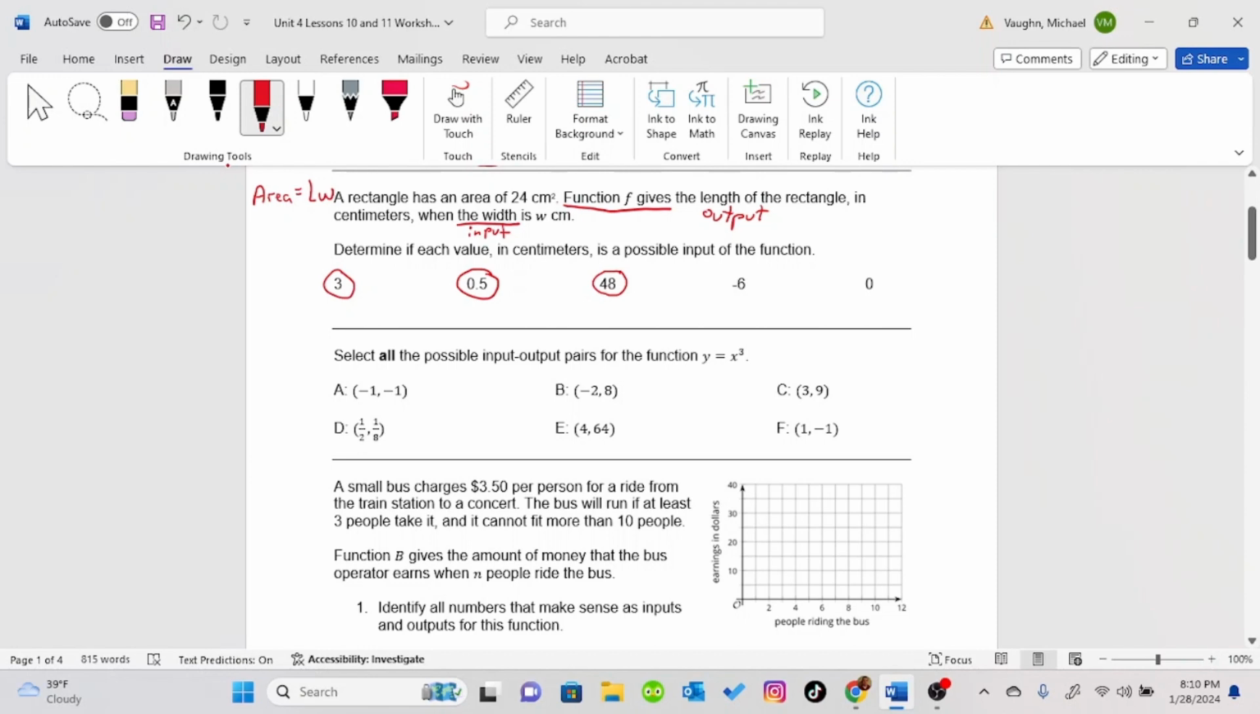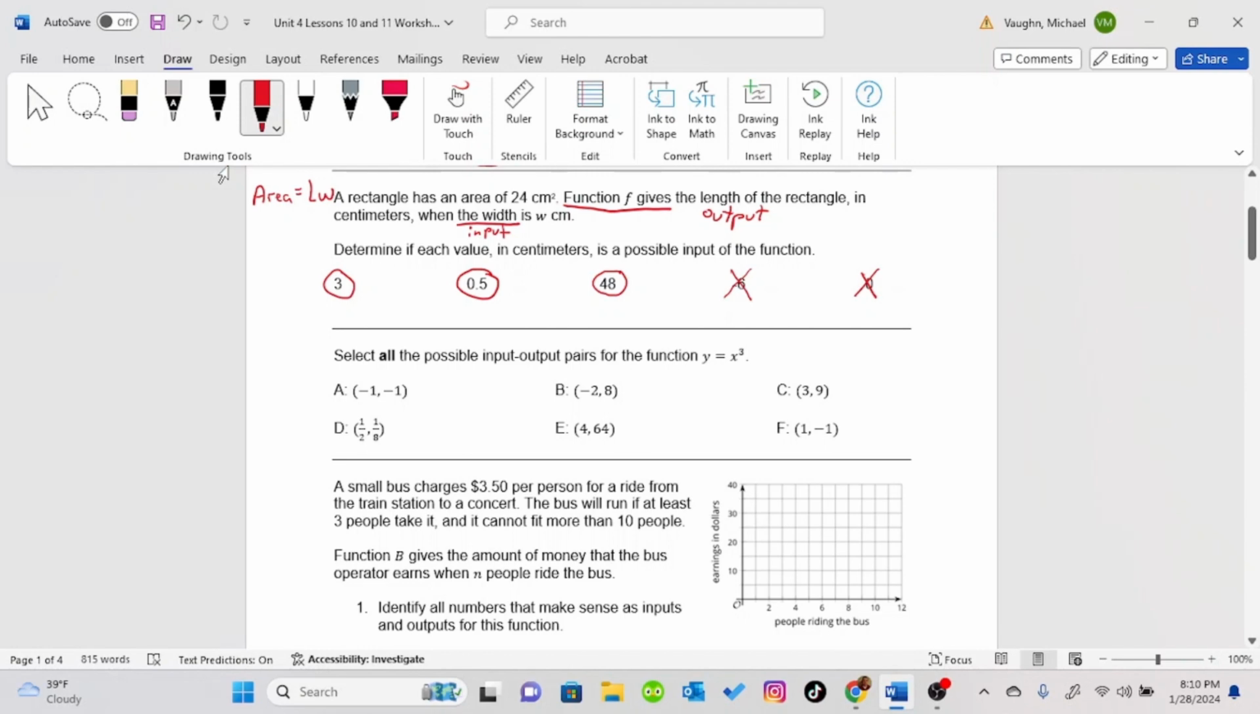Now, -6 would mean we have a width of a rectangle that is negative. And it is physically impossible to have a negative length of a rectangle, because then you would not have a rectangle. So -6 cannot be an answer. And finally, 0. If there is no width, then there is no rectangle. So 0 also could not be a width of the rectangle.